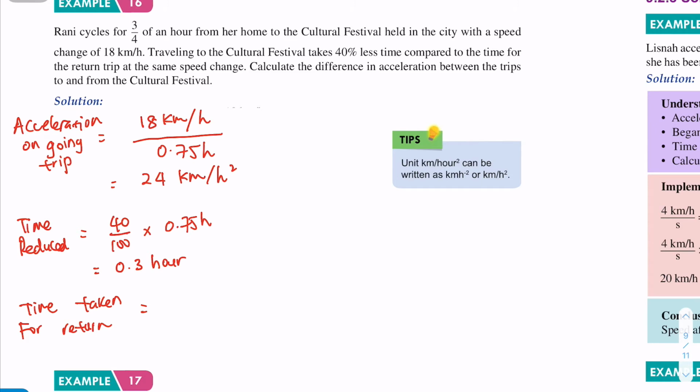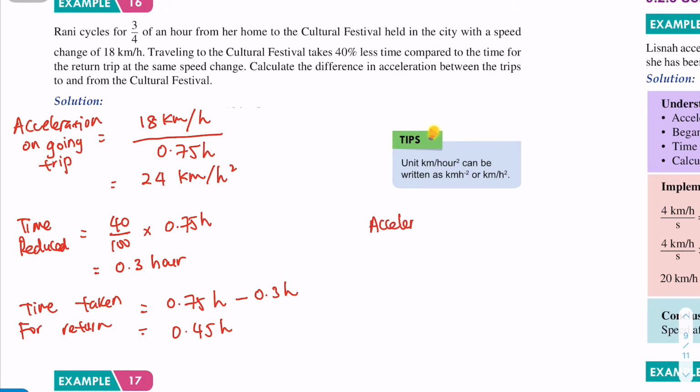Okay, so the initial trip takes 0.75 hour, which is 45 minutes. The time will reduce by 0.3 hour, so we minus 0.3 hour. 0.75 minus 0.3 is 0.45 hour. Now we need to find the acceleration.